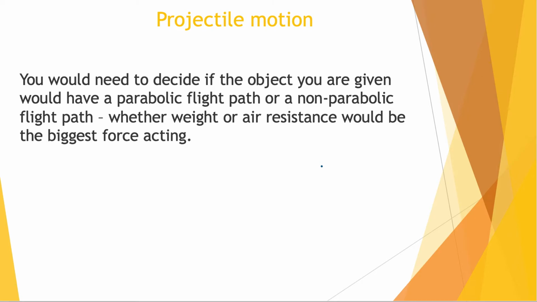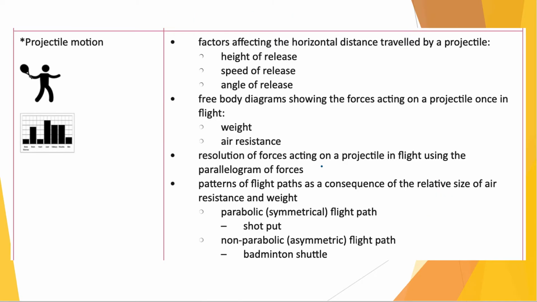So really, with the object that you're given, it might be a shuttle, it might be a shot put, it might be something else. You need to think and decide whether weight is going to be the dominant force. Is this a reasonably heavy object with a small frontal cross-sectional area with a smooth surface that's travelling quite slowly? Or is it quite a light object that's travelling quickly through the air? Deciding whether we're going to be getting weight as the dominant force or air resistance as the dominant force, and therefore whether we get a parabolic or a non-parabolic flight path.